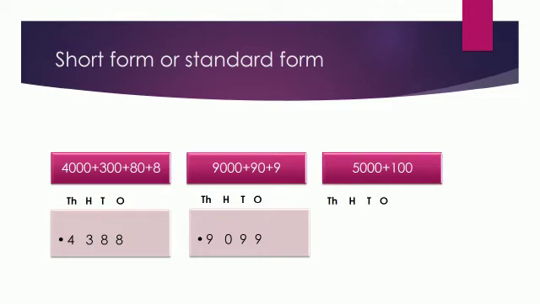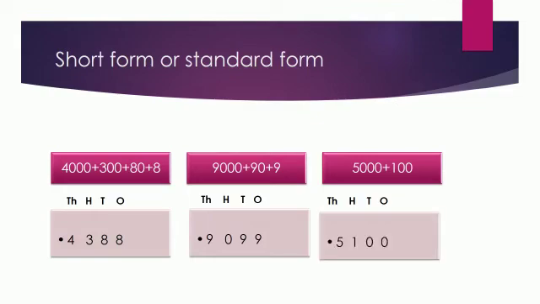Next, we move on to the example 5000 plus 100. Here, once again, we have a thousands place. So obviously, it's a 4-digit number. Now, how many thousands do you have here? You have 5 thousands. So 5 goes in the thousands place. Do you see any hundred? Yes, you have 100. So you place 1 in the hundreds place.